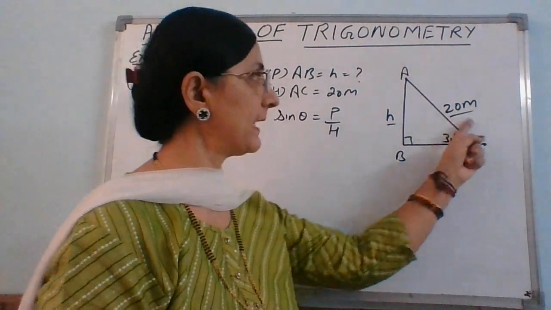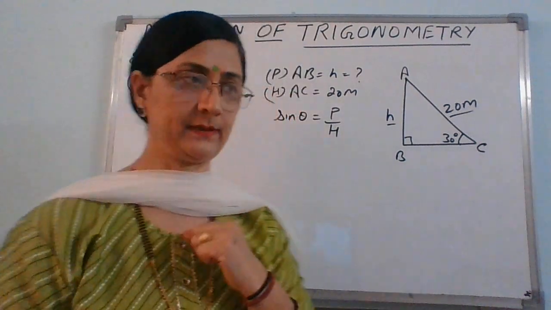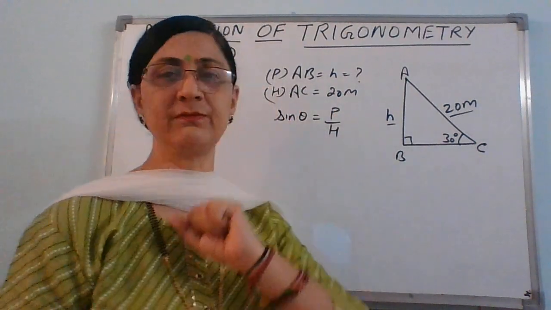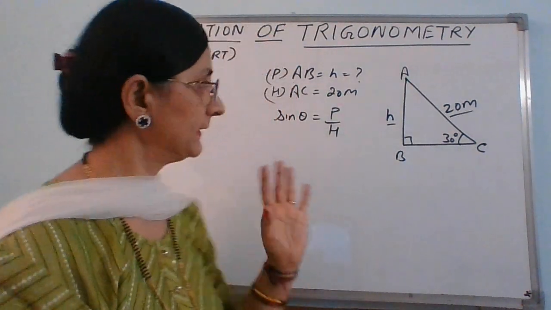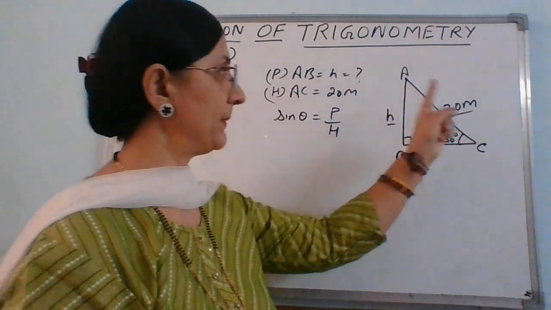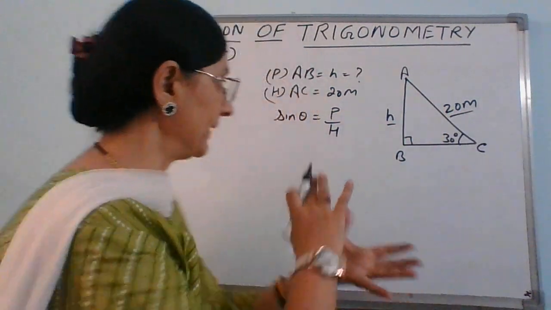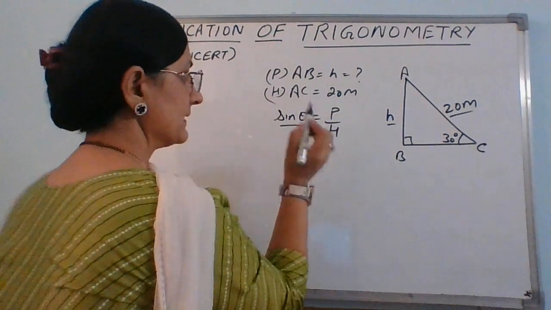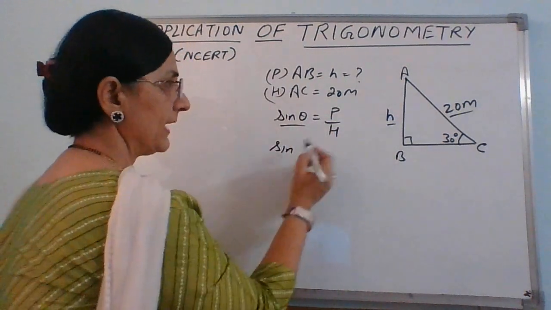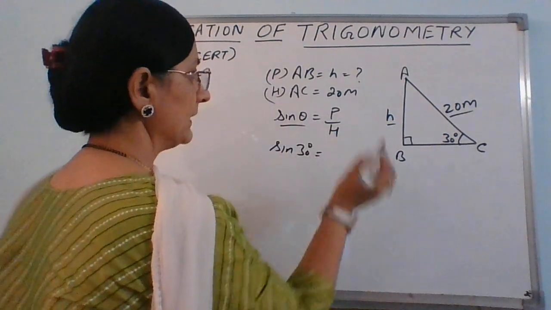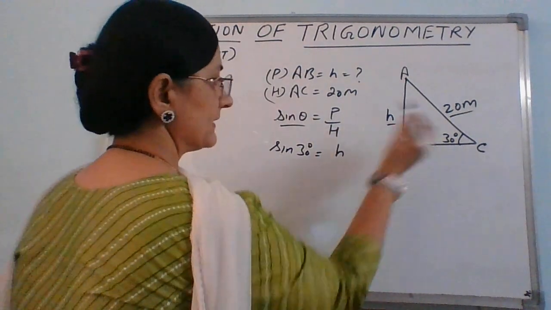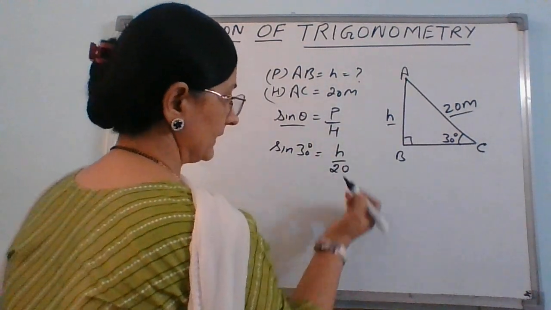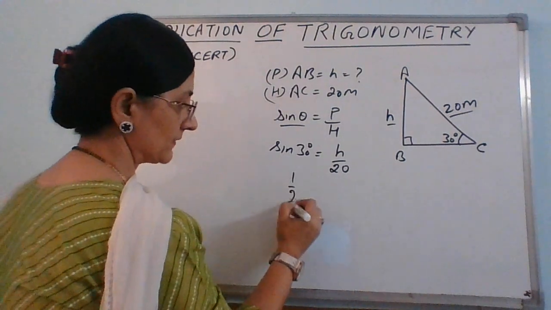If base and hypotenuse are involved, we'll be using cos theta. If perpendicular and base are involved, we'll be using tangent theta. Here we have to find this perpendicular and hypotenuse we have. So perpendicular and hypotenuse are connected with sine theta. Here we have sine 30 degrees, it's given, right? Perpendicular, that is h, suppose h. Hypotenuse is 20. Substitute the value of sine 30, that is 1 by 2.